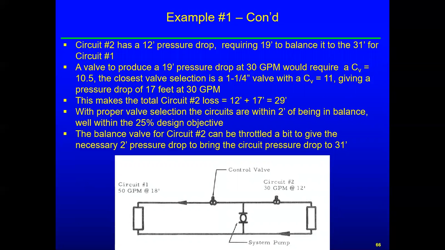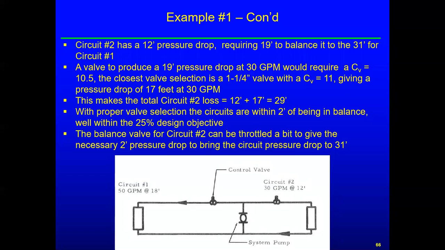Okay, well, let's do that. So 19 feet, I'm back to using that silly little equation to death here. 19 feet divided by 2.3 is 8.26, and I want to take the square root of that. And so I get 2.874, and I'm going to store that away in my calculator. Now this flow rate is 30, so 30 divided by that 2.874 is 10.43. And he's rounded it to 10.5.